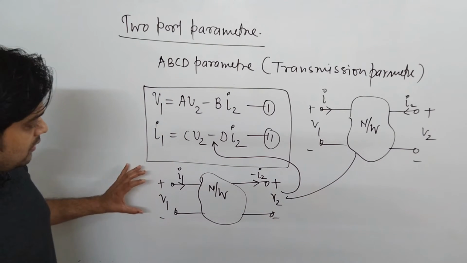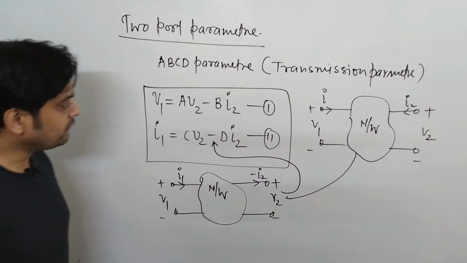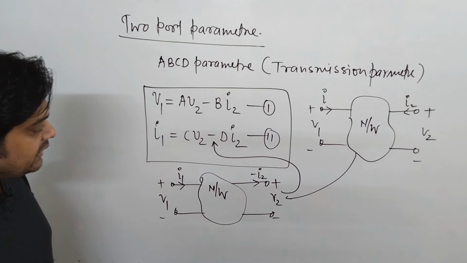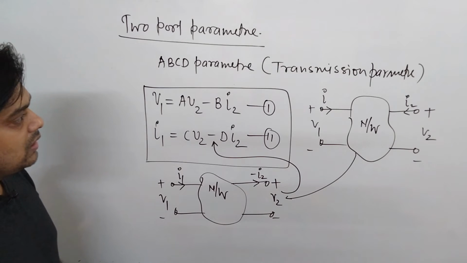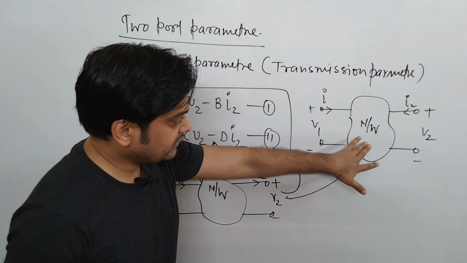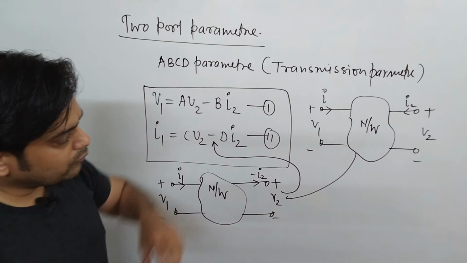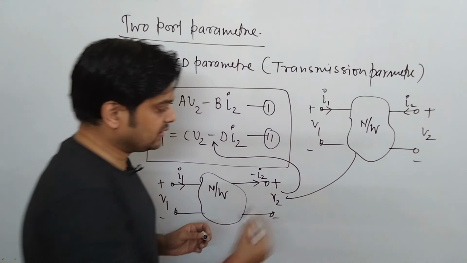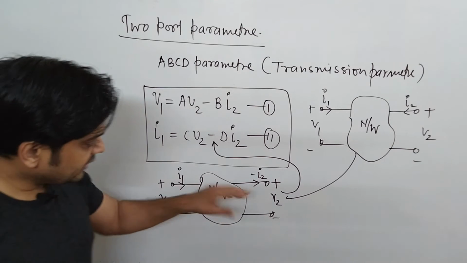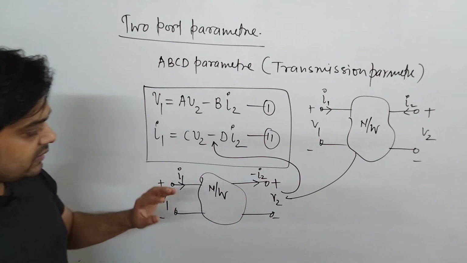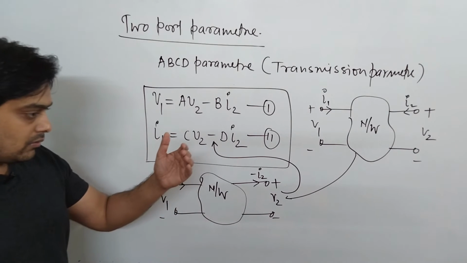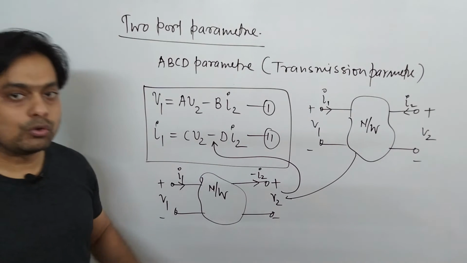So this equation is mentioned in this form, that is V1 is equal to AV2 minus BI2 and I1 is equal to CV2 minus DI2. Generally we have discussed such types of network conditions in which the direction of voltage and current is in this fashion. But when we talk about the transmission parameters, this should be the condition. And why have we taken this current? Because in transmission line analysis, we are always interested in the current which is at the load side.